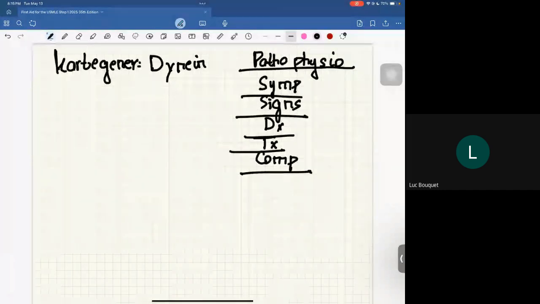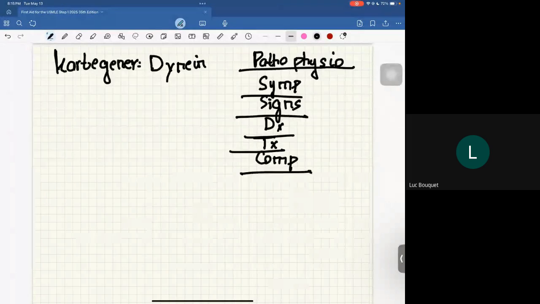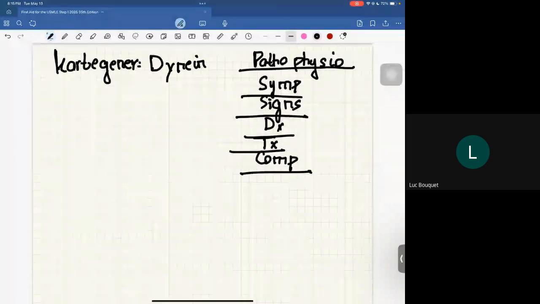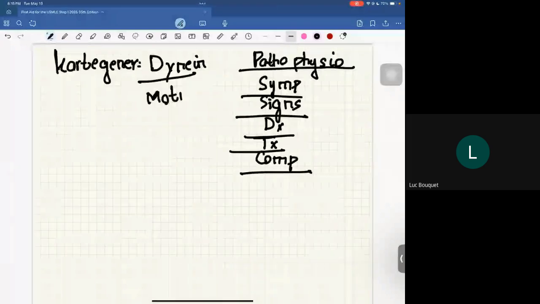So simply the pathophysiology is very simple, that there is a problem in the dynein, and as a result there won't be any left to right formation of the body, right? So what will happen as a result is that the heart will be on the right side of the body as compared to the left side of the body, right? And again, there would be some other things as well. So dynein is involved in motility, right? That is another function of dynein. So dynein is involved in the motility of the body, right?